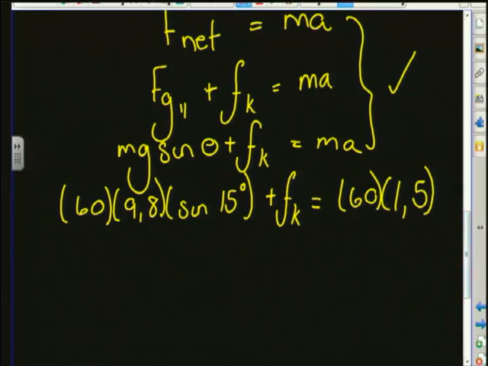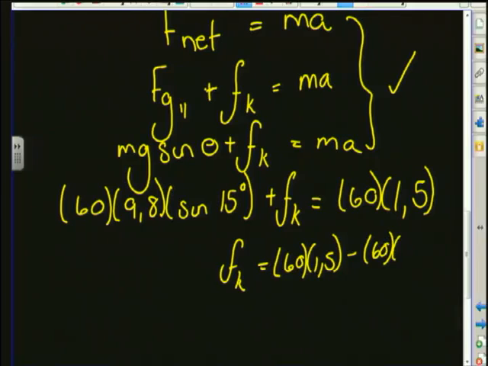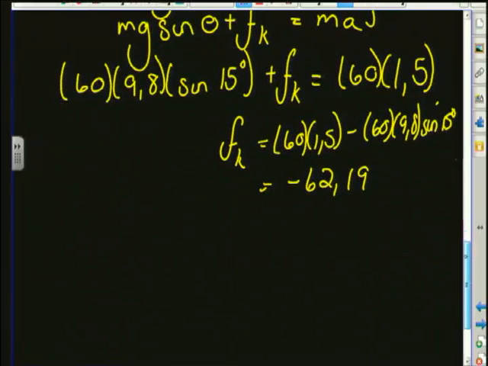From here, straight calculator work, okay? So what you need to recognize is that I would end up doing this. I'm just going to show you, and I'm going to minus whatever that gives me, okay? And I end up with minus 62,19. What does that minus mean? It means that it's in the opposite direction to the motion. It's up the slope. Does that make sense?